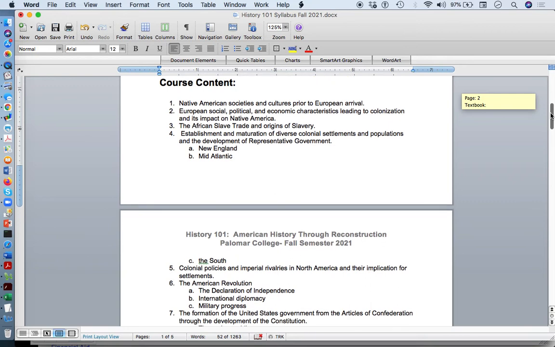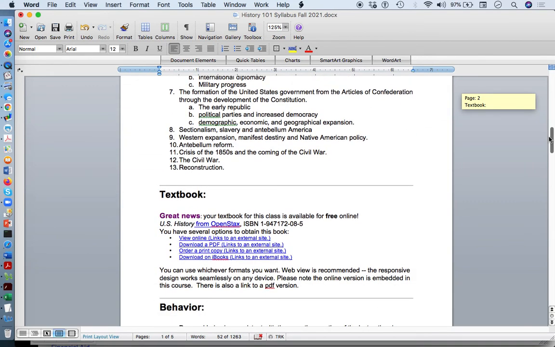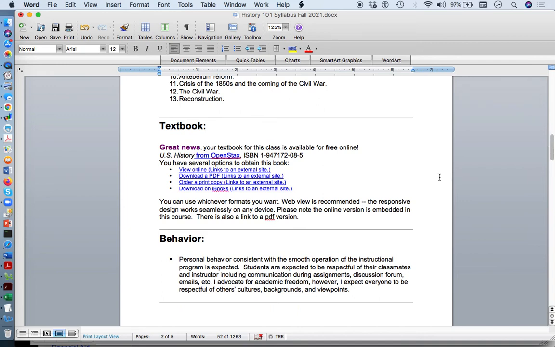And here's your course content. I'm not going to go over all of that. Again, it's just the themes that you will be covering. Here is your textbook information. Your textbook is free, and you may download a PDF or you may retrieve it through the website in HTML. All of the reading for the textbook is embedded in the Canvas course itself, so you should be able just to click on the links.